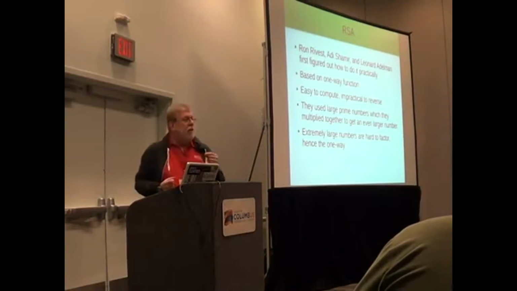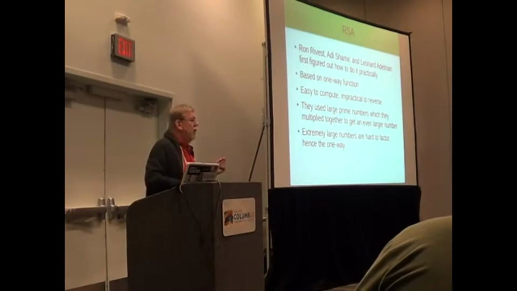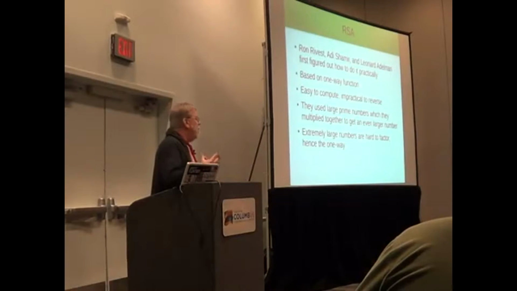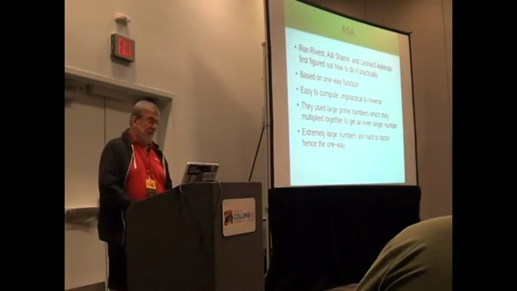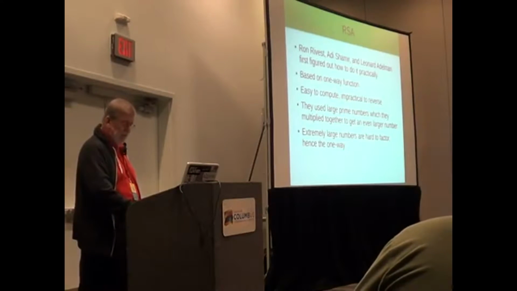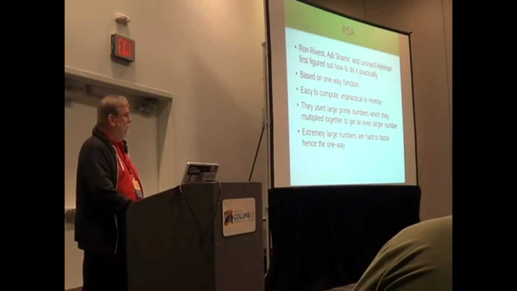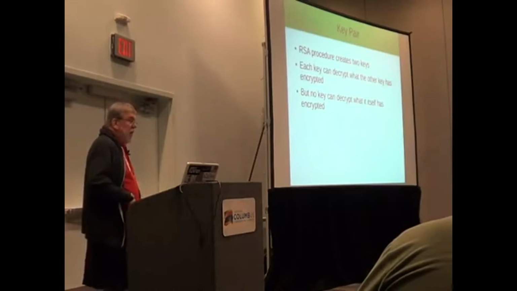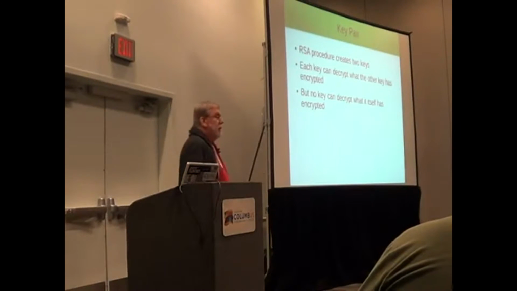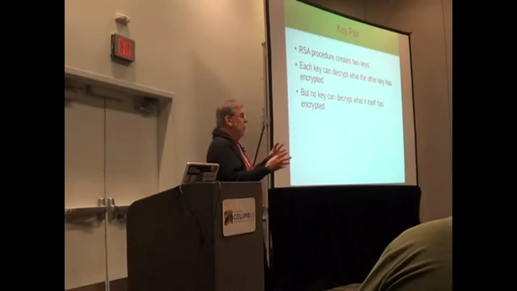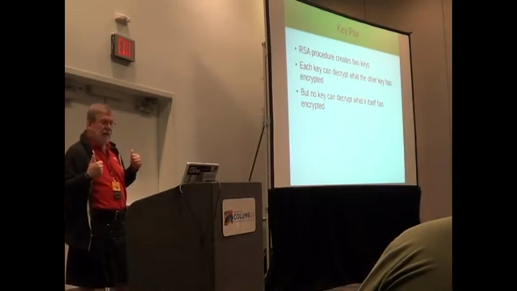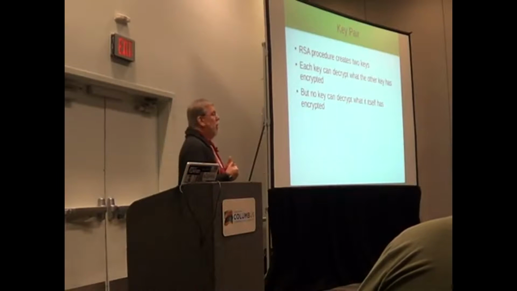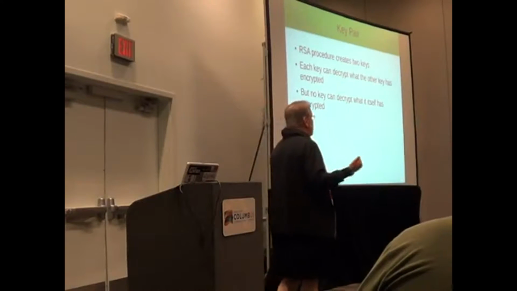And the reason that is computationally infeasible is that discovering the prime factors of this really long number is one of those things that takes a whole lot of computing cycles. And that's why we call it computationally infeasible. The RSA procedure, what they do is multiply these together, do a little complicated math, and they create two keys. You've probably heard these referred to as the public key and the private key.